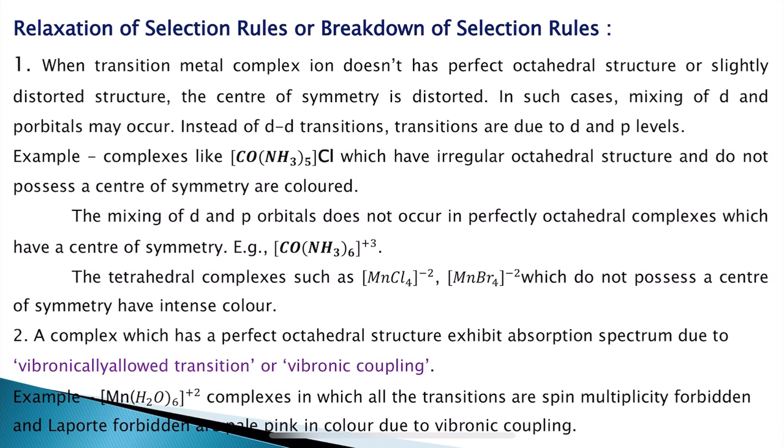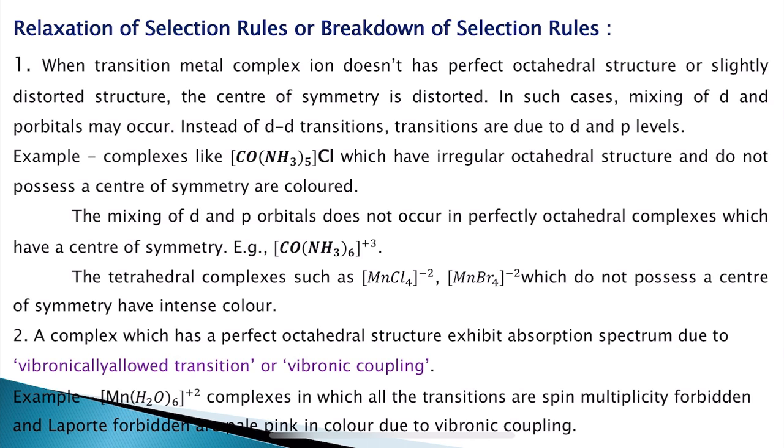Suppose the transition metal complex ion does not have a perfectly octahedral structure, or has a slightly distorted structure, then the center of symmetry is distorted. Just imagine the complex structure: there will be a central metal atom, to which the ligands will be attached. Those ligands will be attached in a geometry, that means with specific distances, bond lengths. Such perfect octahedral structures will be there in the transition metal complexes.